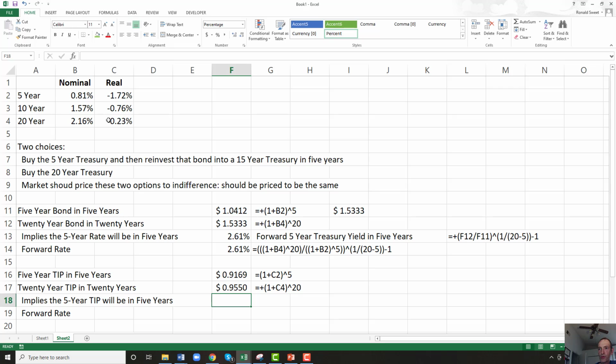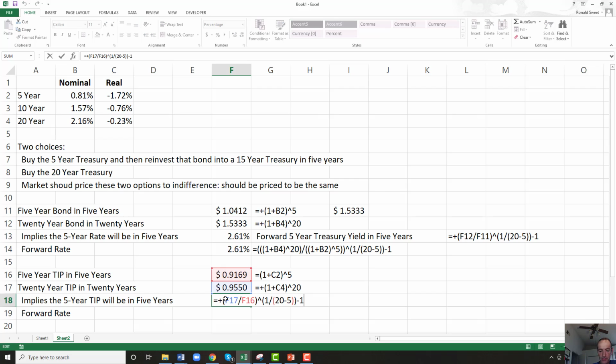So what's your forward rate? You take what you'd have in 20 years, divided by what you have in 5 years, raise that to 1 divided by 20 minus 5, minus 1, and you get 0.27%. We don't have the 15-year in here. It's somewhere between negative 0.2 and negative 0.76, so they expect it to go negative to positive.